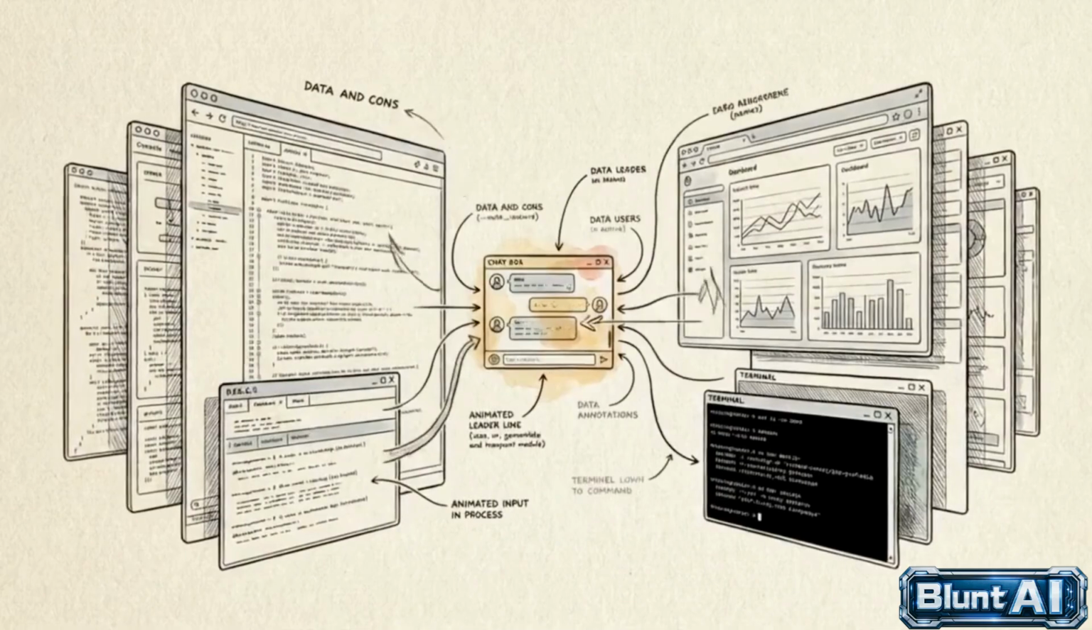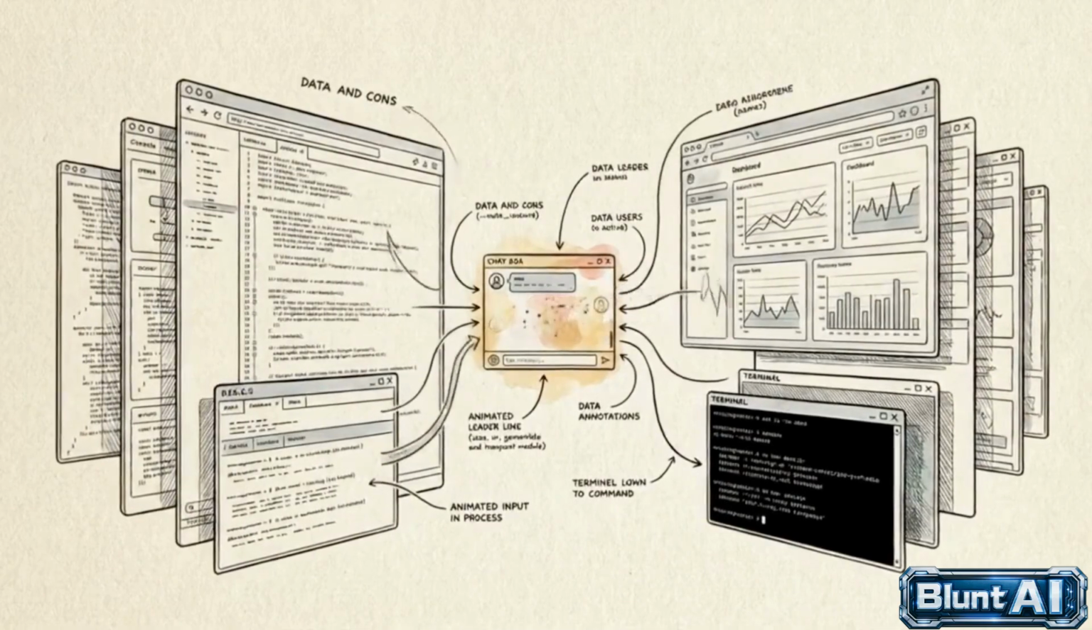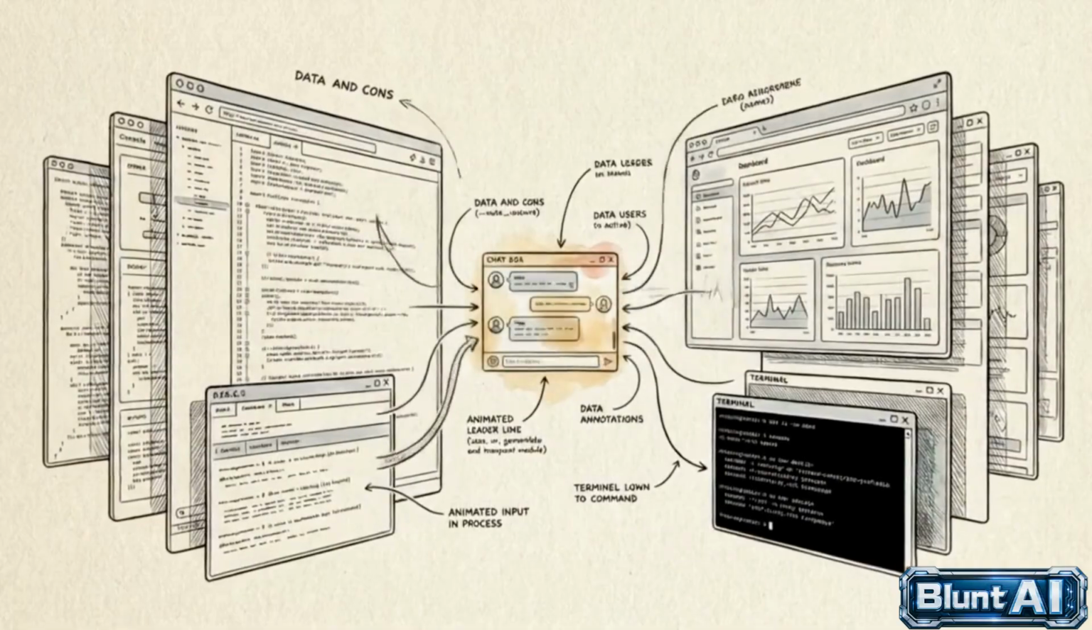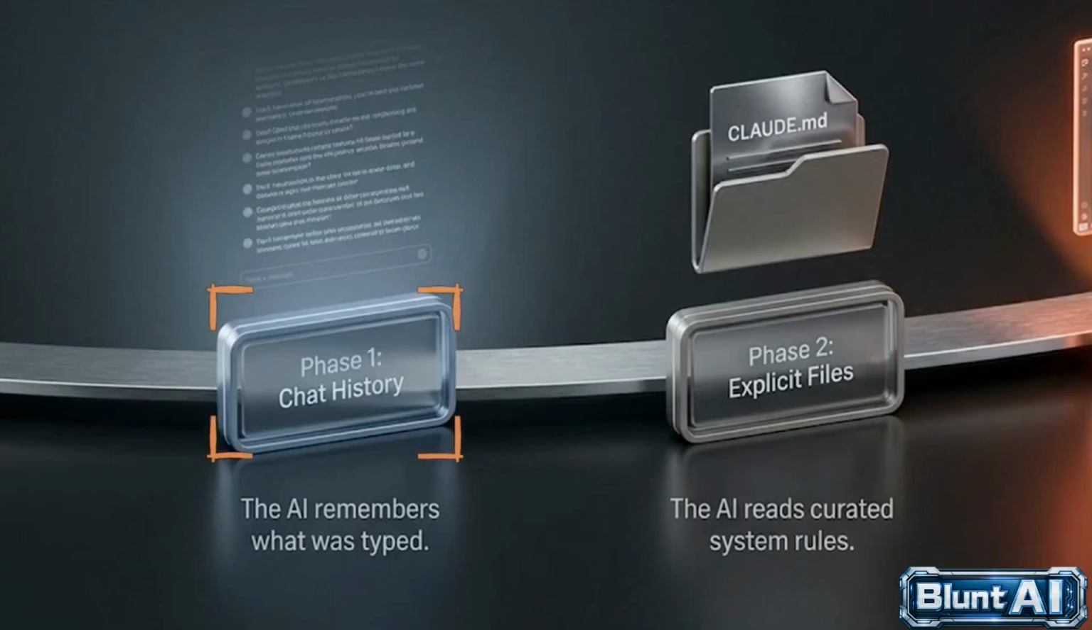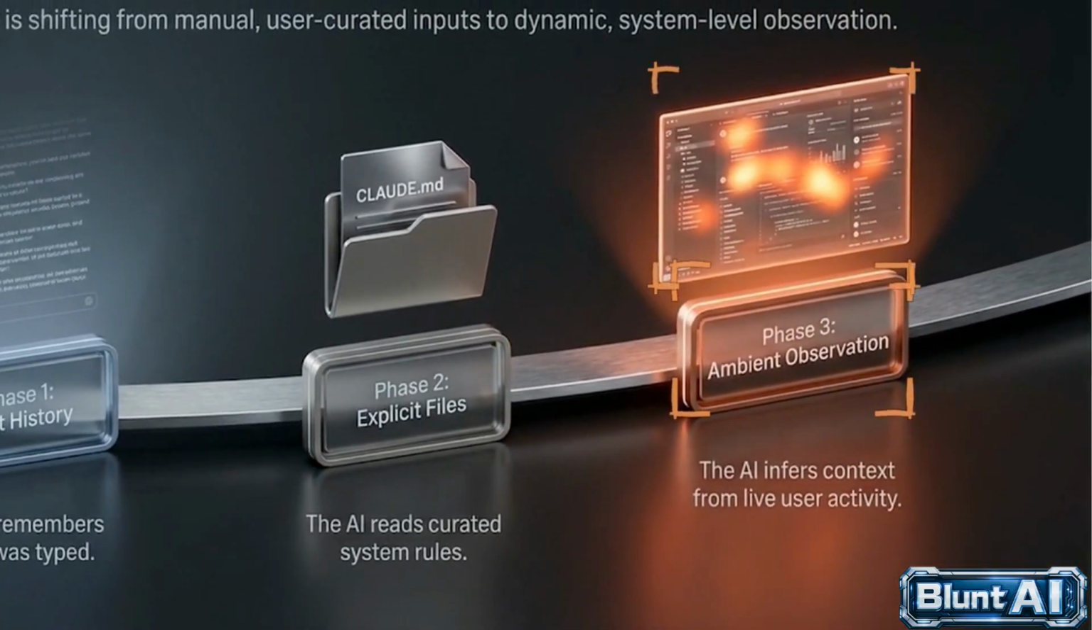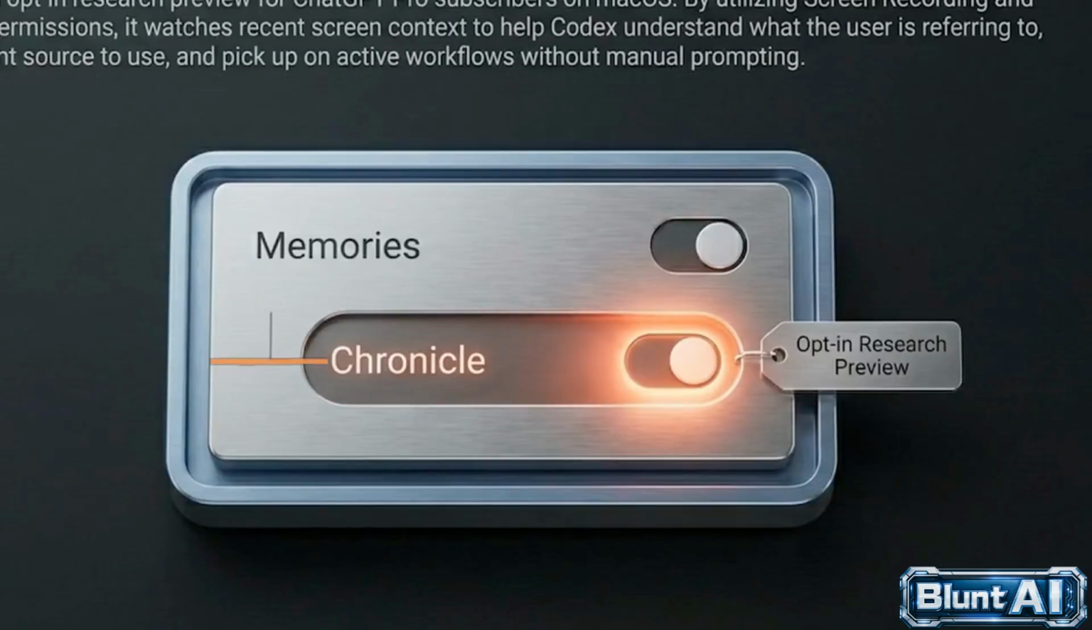Standard artificial intelligence memory depends entirely on what you explicitly type. It misses the rich live context surrounding the prompt. AI memory evolved across three phases. Phase 1 is chat history. Phase 2 reads explicit files, like curated system rules. Phase 3 crosses the vision boundary. Instead of waiting for files, it infers context dynamically by observing live machine activity.